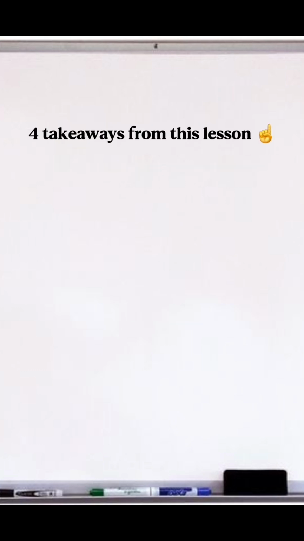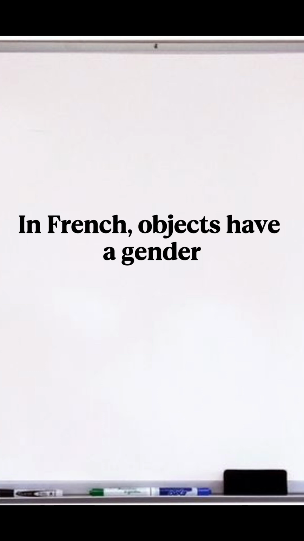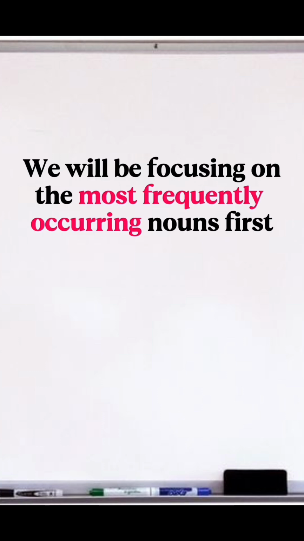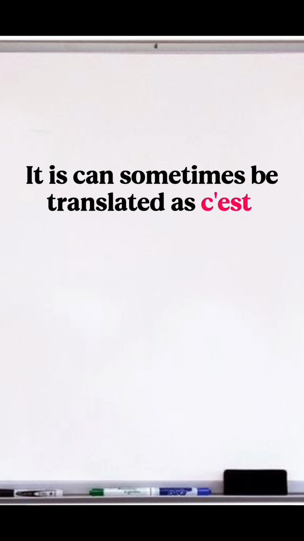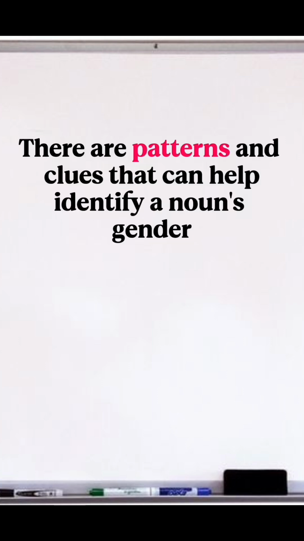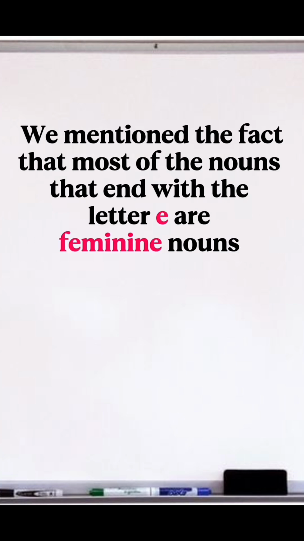So the four takeaways from this lesson. Number one, in French, objects have a gender. Number two, we are going to learn the gender of the most frequently occurring nouns first before moving on to the rarer ones. Number three, it is can be sometimes, and I mean sometimes, be replaced by the phrase c'est, depending on the context. And number four, there are patterns for identifying the gender of a noun. And we mentioned the fact that most of the nouns that end with E are what? Feminine nouns. That's it for today.